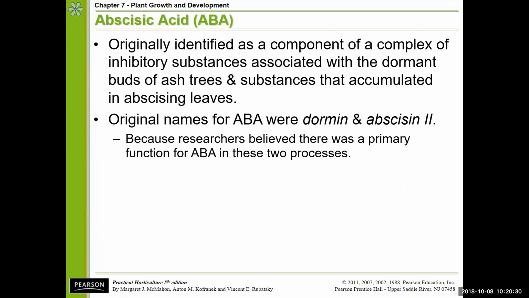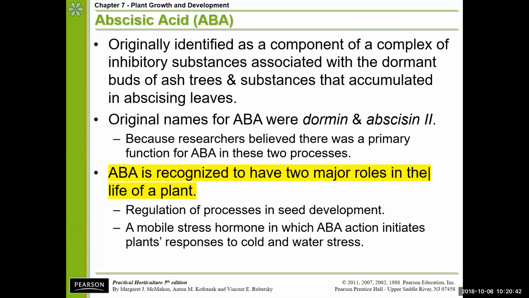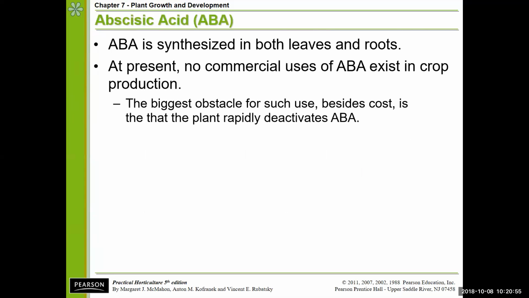Then we have abscisic acid, kind of our last form of the naturally occurring plant hormones, at least traditionally recognized. And abscisic acid, of course, causes the abscission of leaves. It regulates processes in seed development and triggers dormancy in plants. And it is synthesized both in leaves and roots. Really, we don't use it often for commercial uses.